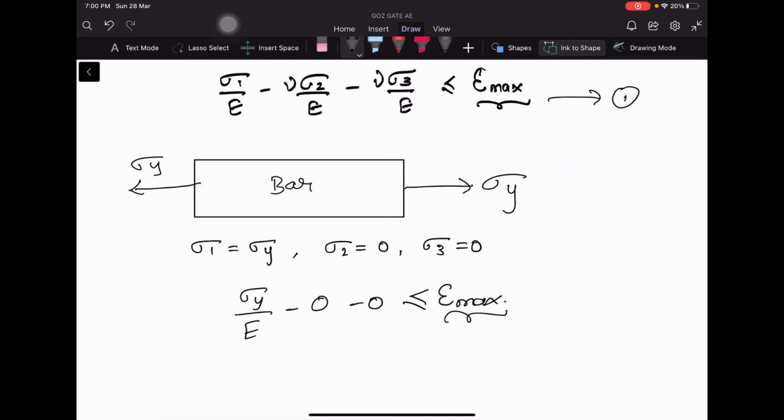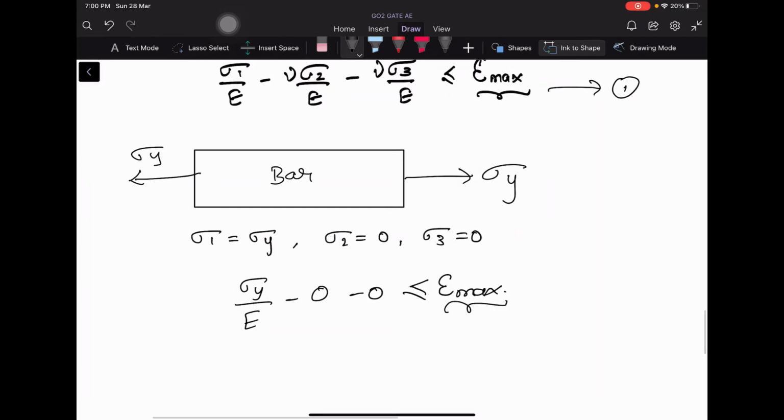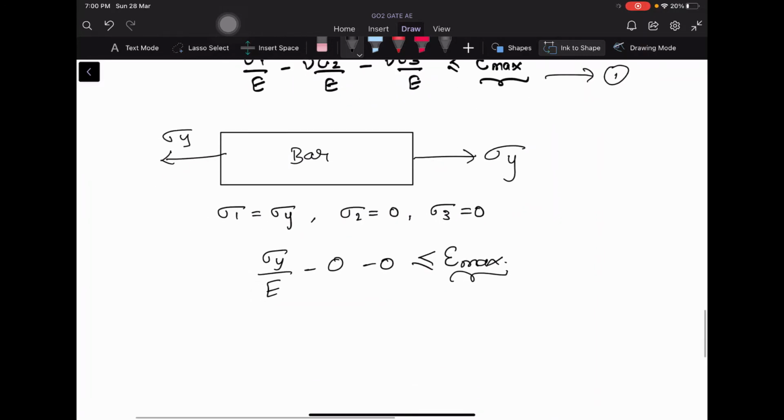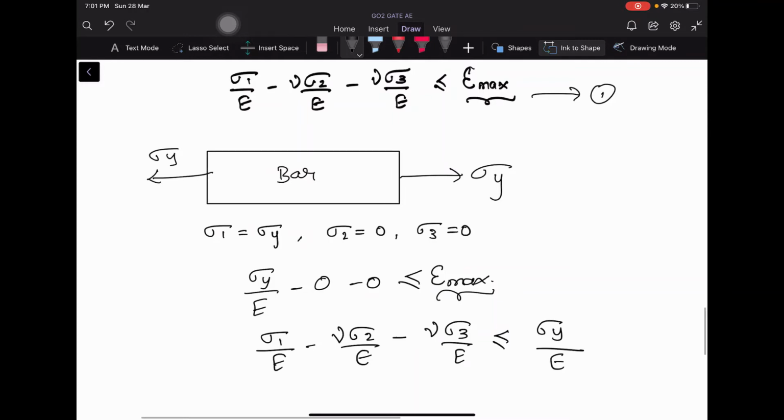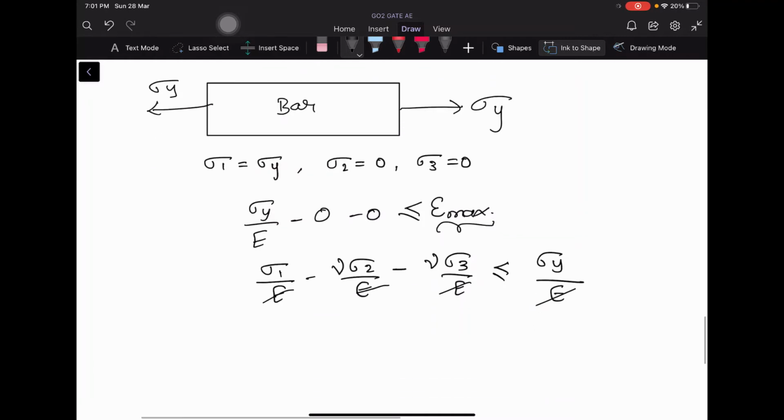Substitute back in equation 1. So this becomes sigma 1 divided by E minus mu sigma 2 divided by E minus mu sigma 3 divided by E is less than sigma y by E, where you can cancel out E and you can write it as sigma 1 minus mu sigma 2 minus mu sigma 3 less than sigma y.